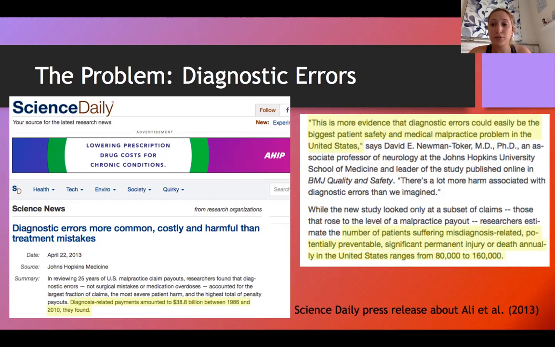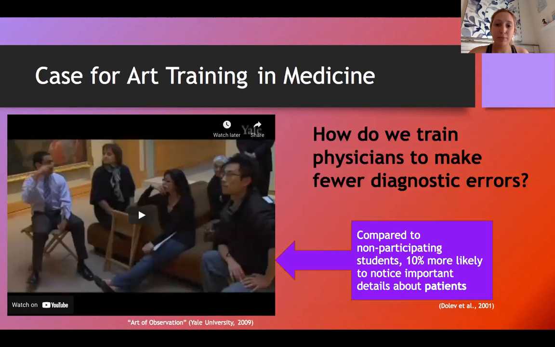There are plenty of ways to reduce errors, like mandating a diagnostic checklist for all physicians. But as this is my education capstone, the question really is, how do we train physicians to make fewer diagnostic errors? And this question has opened up a window for a case for art training in medicine. And I'm going to play this brief clip to give a little bit of background on that.